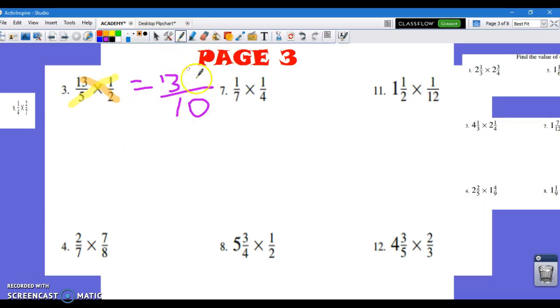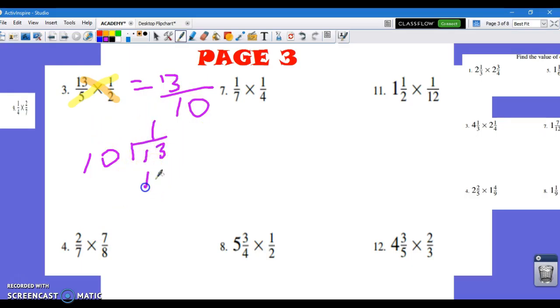Okay? So now look at this, you have a top-heavy fraction. So this is improper. So what you need to do is make it into a mixed number. And you have practice with this on the first page. So remember practicing this on the first page. Go back and take a look at the first page videos or see what you did on the first page to figure out how to change improper fractions to mixed numbers.